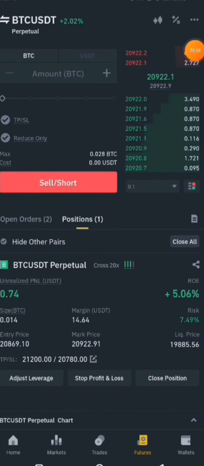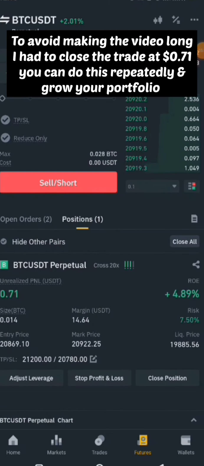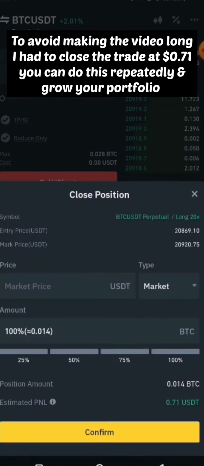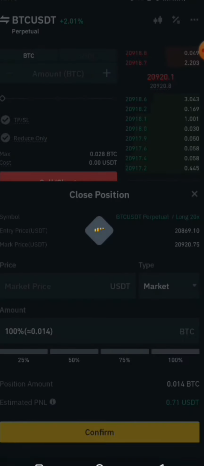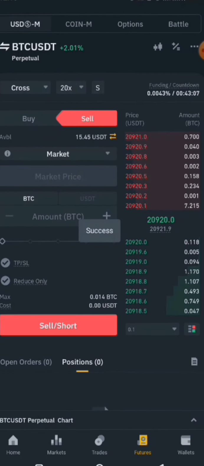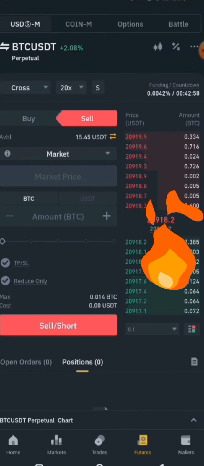So guys, I think I would have to close this trade at this pace. So as we can see, we've already made a profit. To close the position, you just tap on this here to close the trade, and then let's see how much profit we made. So we were able to make 0.45 USDT.